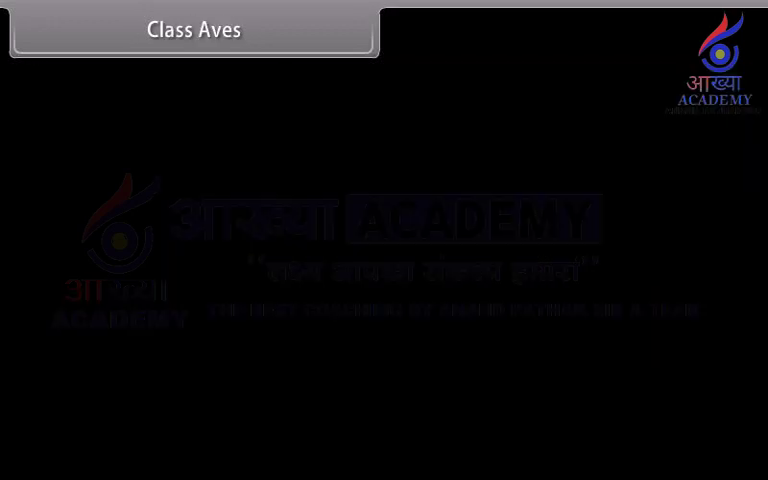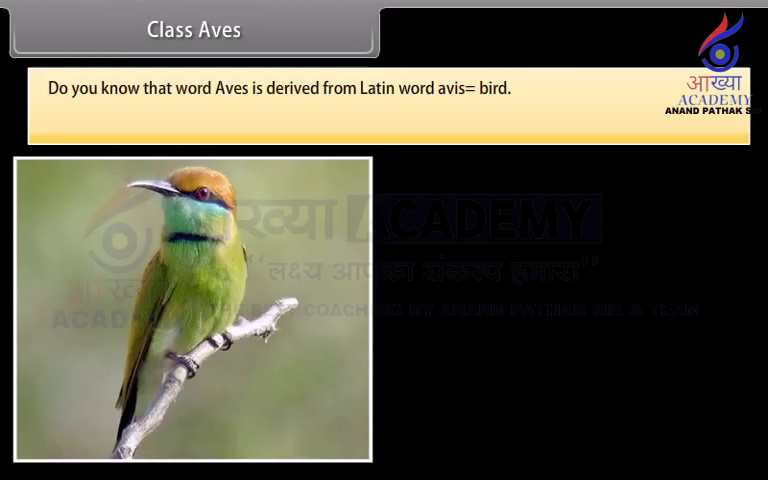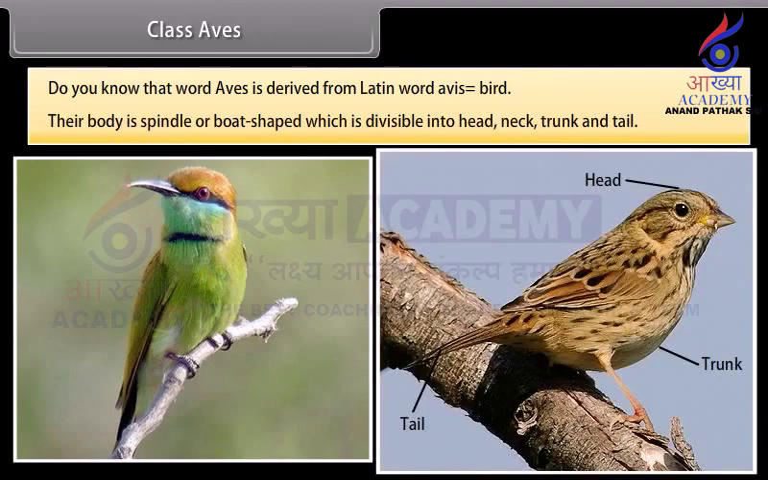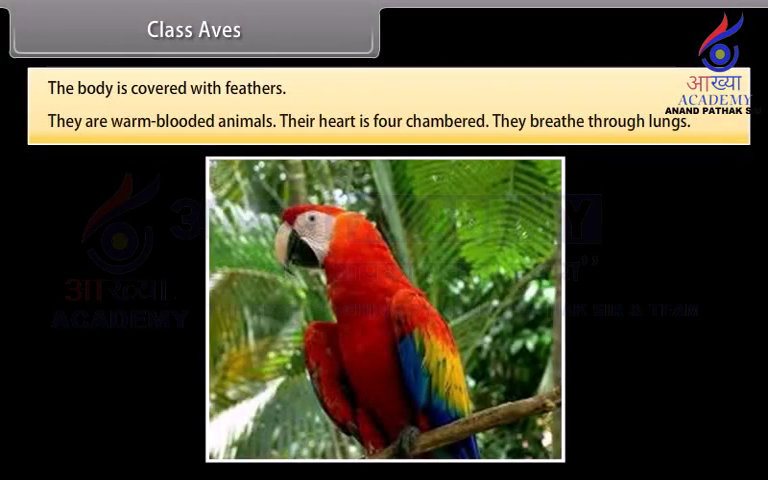Class Aves. Do you know that the word aves is derived from the Latin word avis, which is bird? Their body is spindle or boat-shaped, which is divisible into head, neck, trunk, and tail. The body is covered with feathers. They are warm-blooded animals. Their heart is four-chambered. They breathe through lungs.